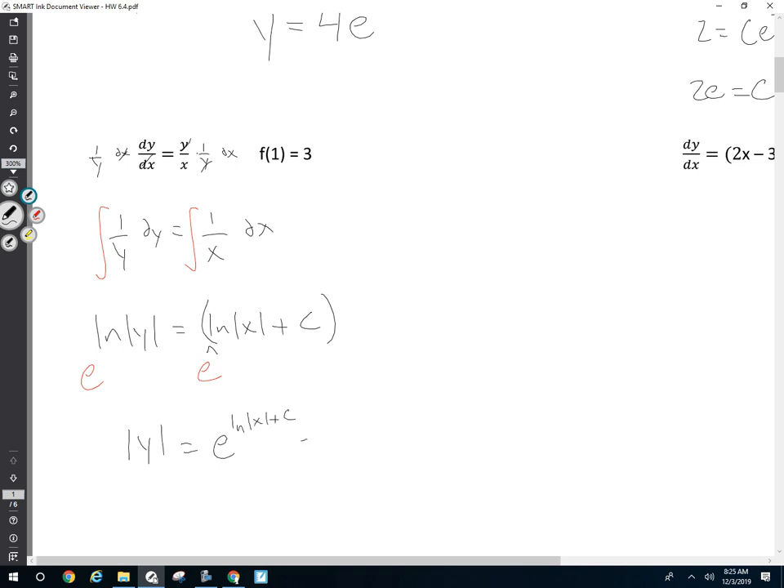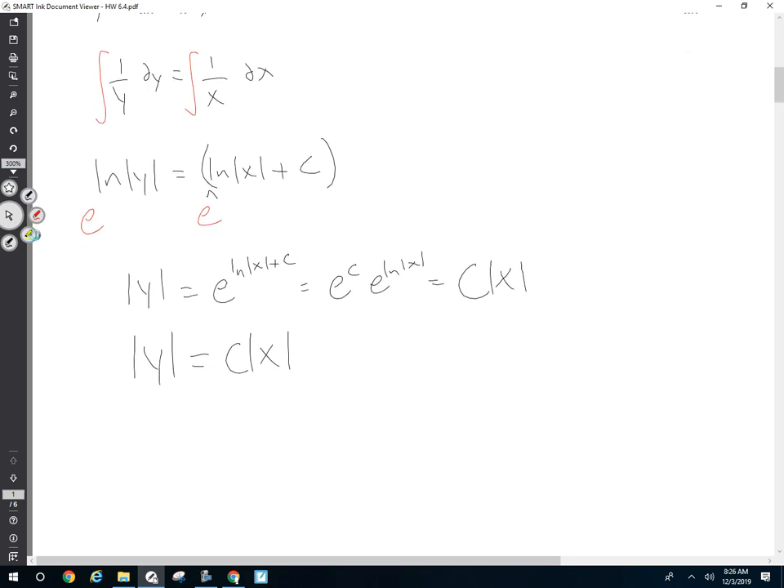And now watch what you can do simplifying using exponent rules. This can be written as e to the c times e to the log absolute x, which can then be written as c times absolute x. So it's not c plus, it's c times. So I get absolute y equals c times absolute x. I'm told f of 1 is 3. I can ignore these things. I get c is 3. So I will get y equals 3.